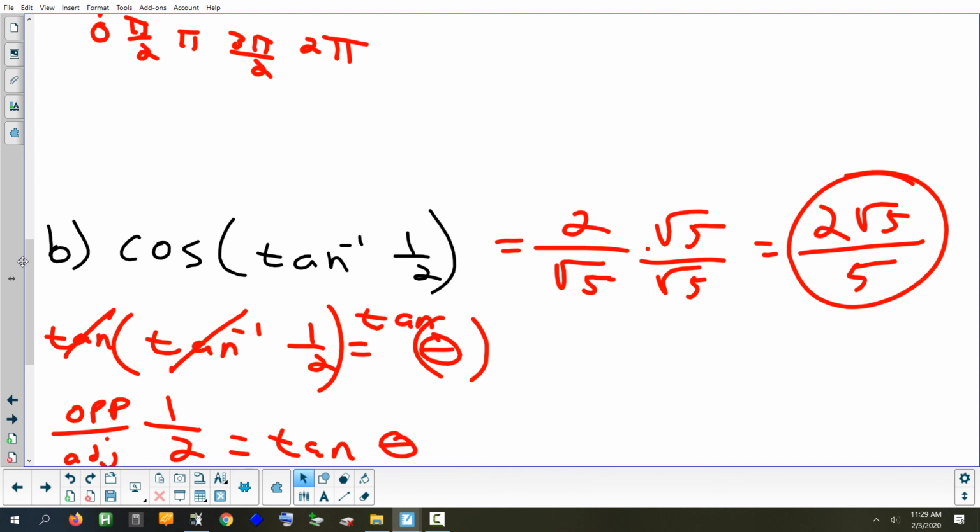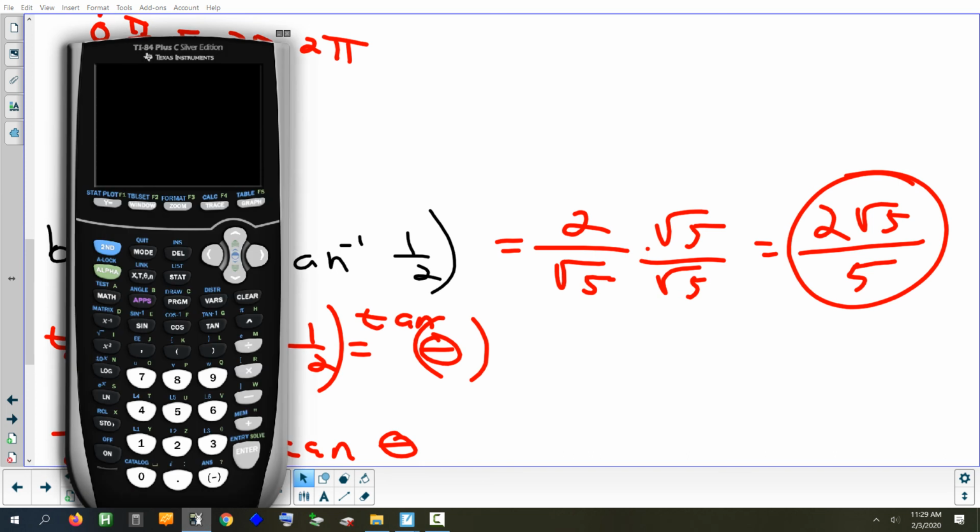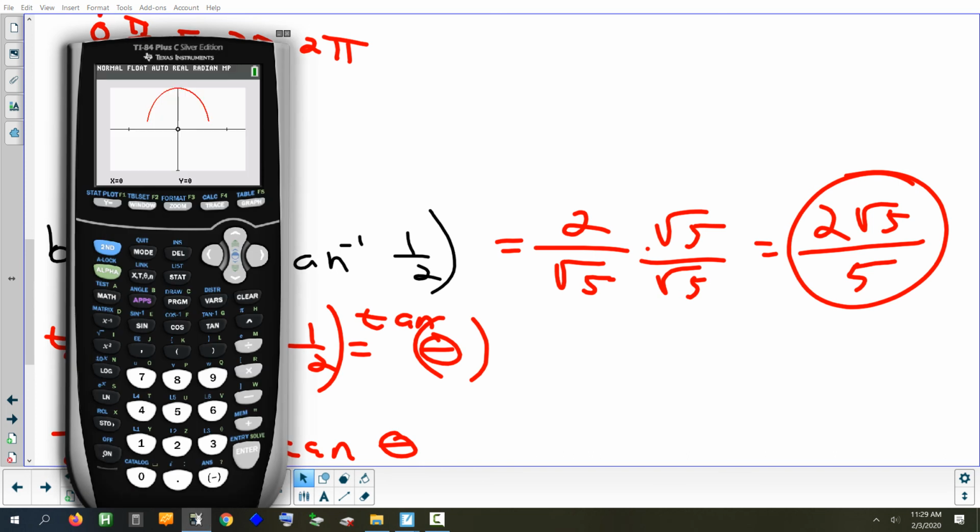Now, because this was all numbers, this is super easy to check. Type it in on your calculator. You don't even have to graph it. You could just do this without a graphing calculator. Cosine of the inverse tangent, I'm just going to do 0.5 because that's easier. And I get 0.8944. When I type in 2 root 5 over 5, it better come out to 0.8944. Let's see. 2 square roots of 5 divided by 5.